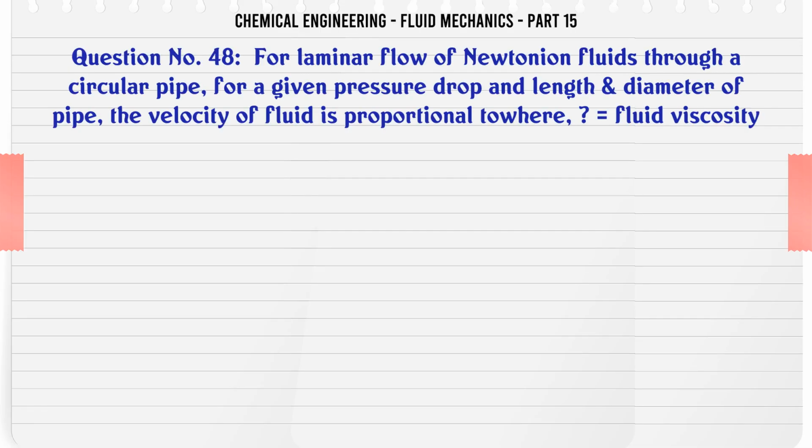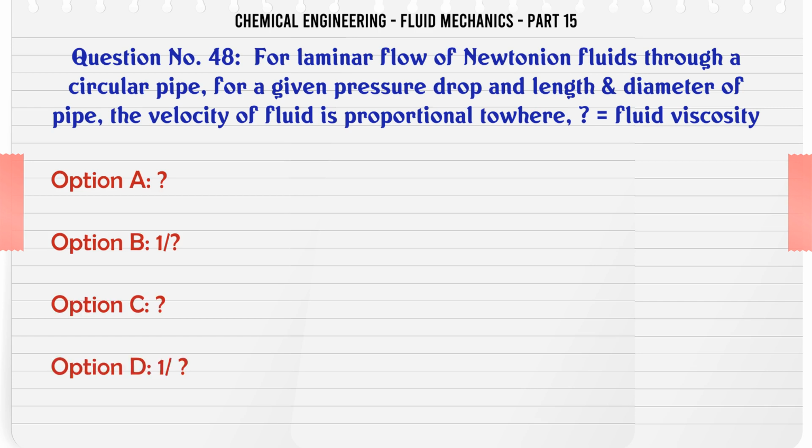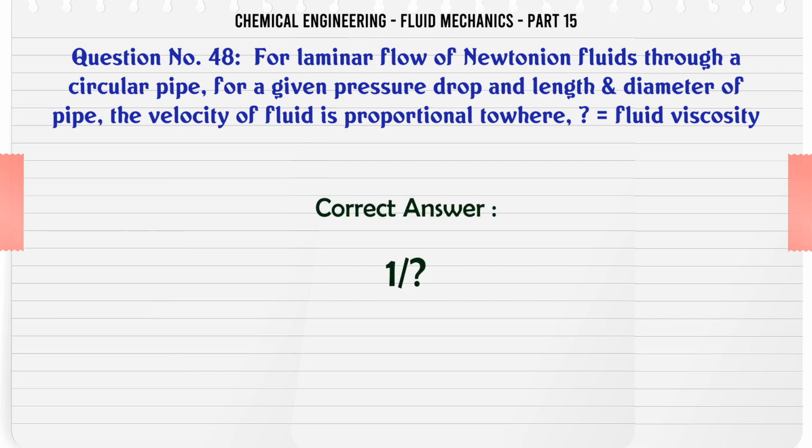For laminar flow of Newtonian fluids through a circular pipe for a given pressure drop and length, and diameter of pipe, the velocity of fluid is proportional to μ^n, where μ is fluid viscosity: A. -1, B. 1, C. -1/2, D. 1/2. The correct answer is 1.